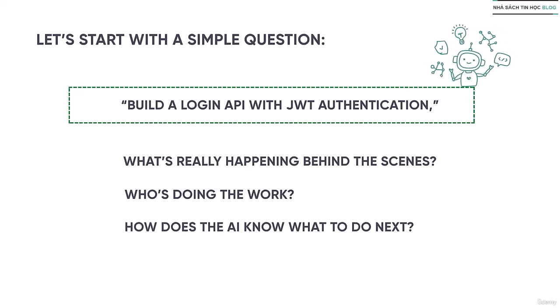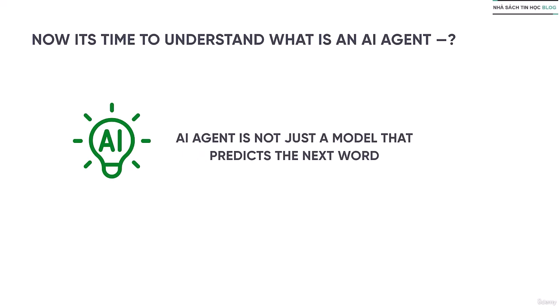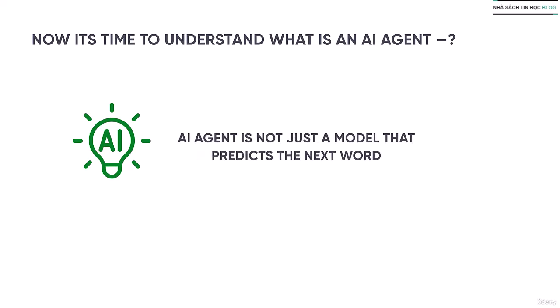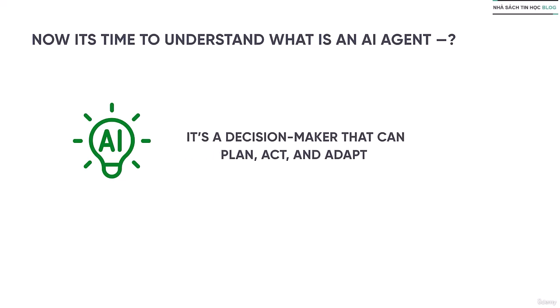That's where agentic AI comes in, the real engine behind vibe coding. Now it's time to understand what is agentic AI, or what is an AI agent. An AI agent is not just a model that predicts the next word. Unlike the simple AI chat window, it's a decision maker that can plan, act, and adapt.